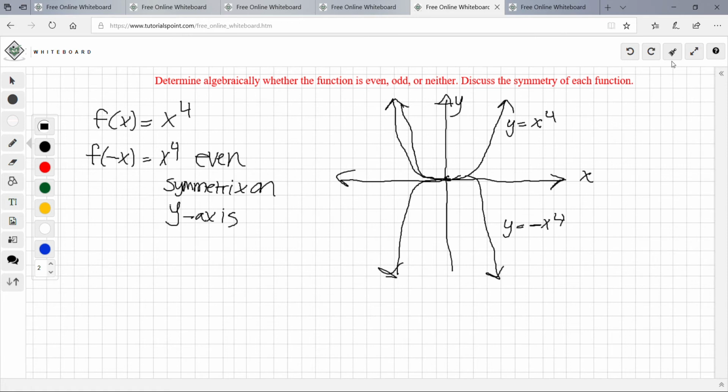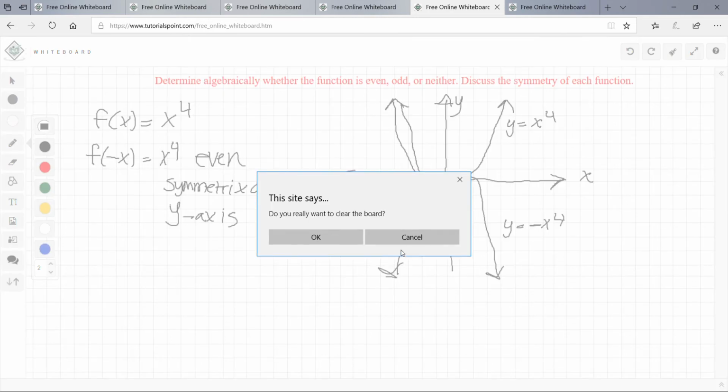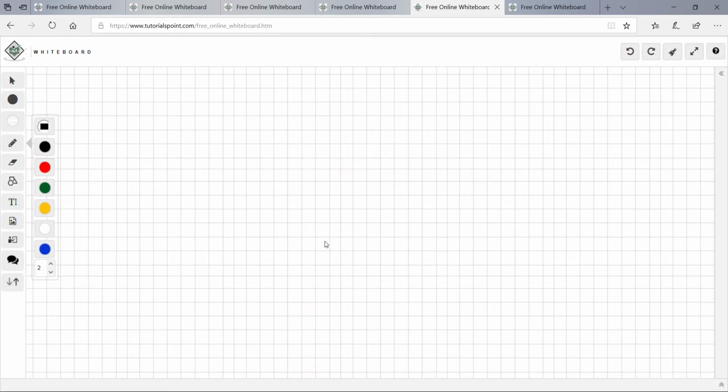So let's do another one. Let's say you got f of x equals x to the fourth minus x cubed. So remember the rule, just look at the degrees. We have 4, which is even, right? And then 3 is odd. If it's not all even or all odd, it's neither, because we have an even and odd, so they don't match up, so it's just neither.